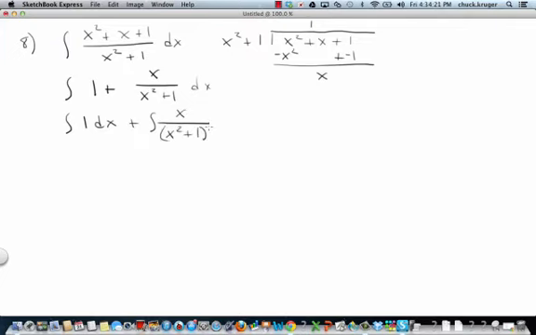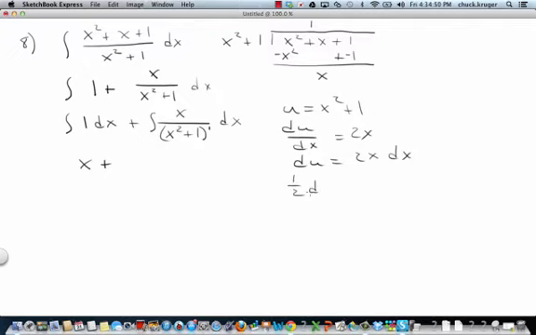And notice I'm going to put a quantity around here, 1, so I'm thinking natural log. Derivative of x squared plus 1 is 2x, and I got an x up here. So that is looking good. The antiderivative of 1 is x plus whatever this is going to be. So I'm going to let u equal x squared plus 1, du dx is equal to 2x. du is equal to 2x dx. So that means 1/2 du is equal to x dx.